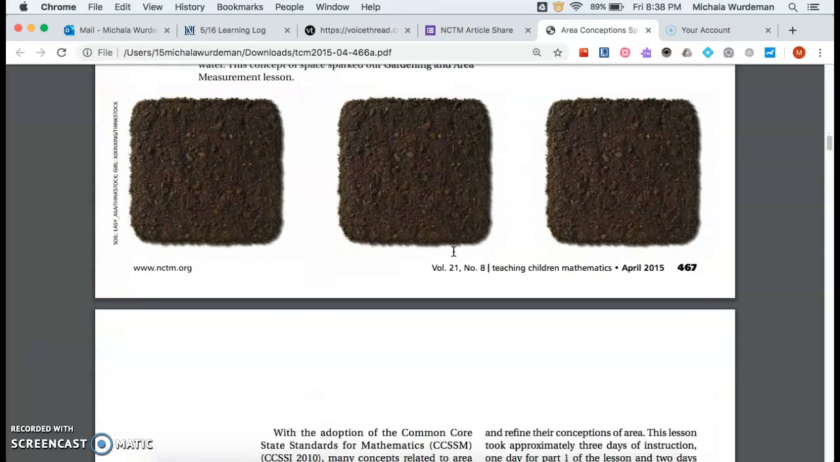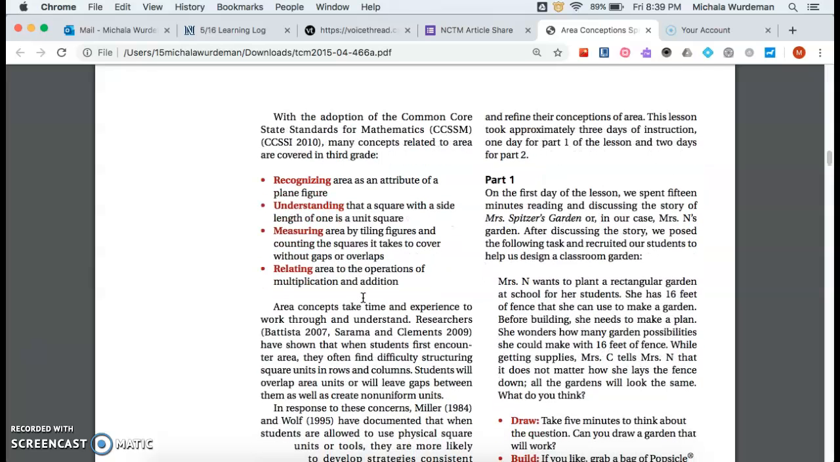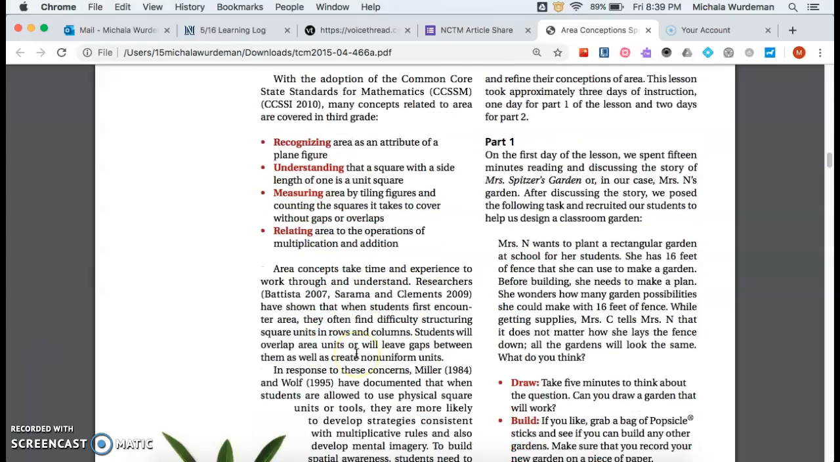So how they started was they first gave us an idea of what third grade focuses on when it comes to area. First, they have to recognize that it is a plane figure and understand that a square with the side of one unit is a unit square. And then by measuring, tiling figures and counting the squares it takes to cover without gaps or overlapping, and then relating the area to the operations of multiplication and addition.